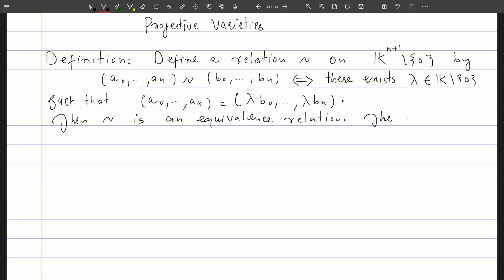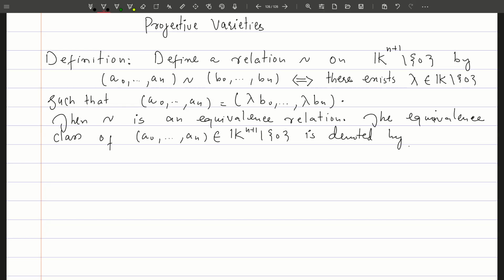Now the equivalence class of some point (a_0, ..., a_n) in the set k^(n+1) minus 0 is denoted by the point with square brackets, [a_0, ..., a_n].